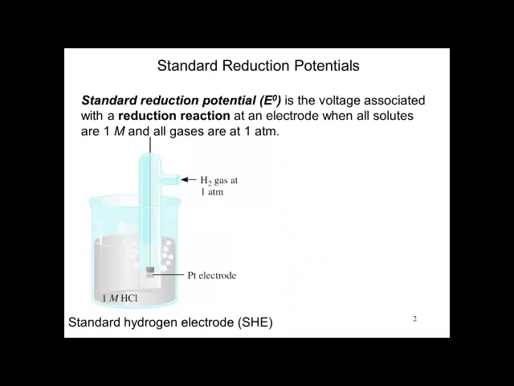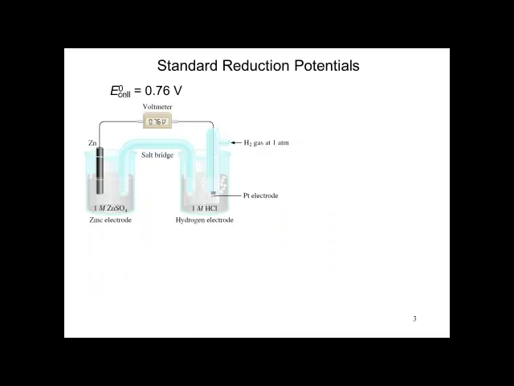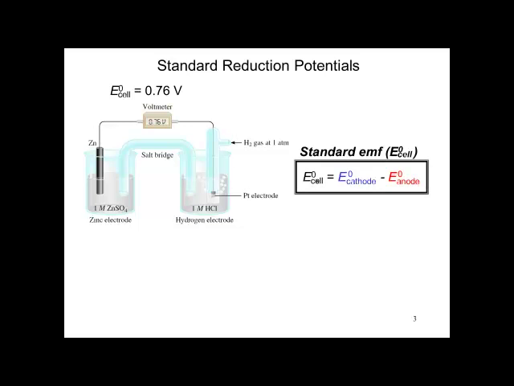We define the standard reduction potential as the voltage associated with the reduction reaction at the electrode when all solutes are 1 molar and all gases are 1 atmosphere. We're going to measure these against the standard hydrogen electrode. The reduction reaction is 2 electrons plus 2H+ yields H2. This is arbitrarily assigned the value of 0 volts. If we then attach a zinc electrode to a hydrogen electrode and measure the standard EMF, it's defined as E0 of the cell equals E0 of the cathode minus E0 of the anode.